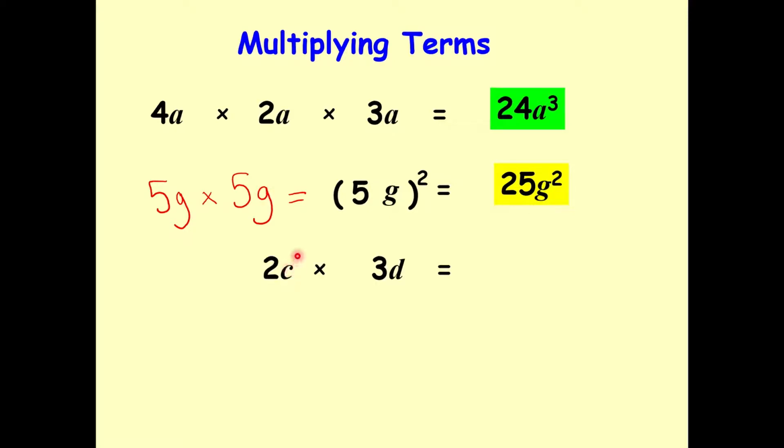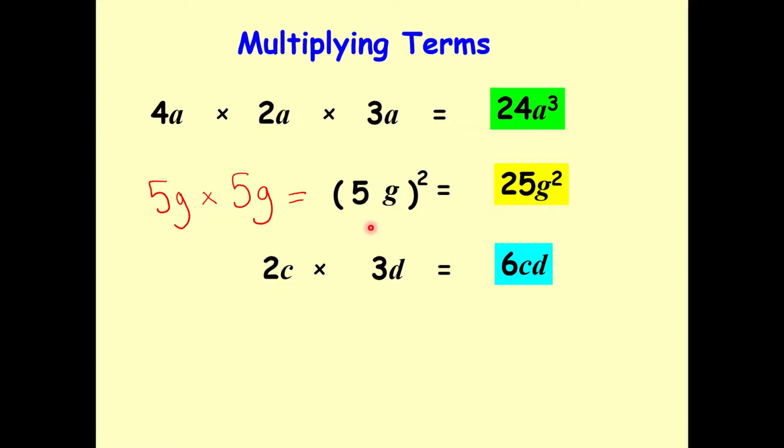We have the next one, 2c times 3d. Numbers, 2 times 3 gives you 6. And then look at your letters, c times d gives you just cd. So the way we write that, 6cd.